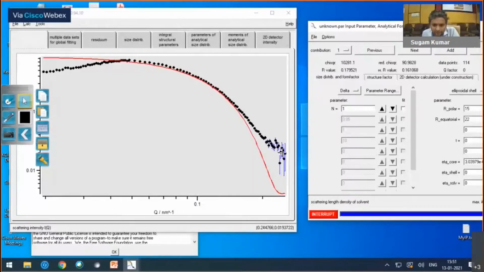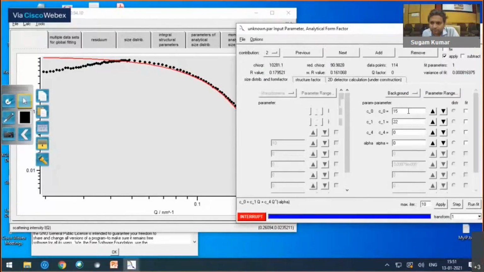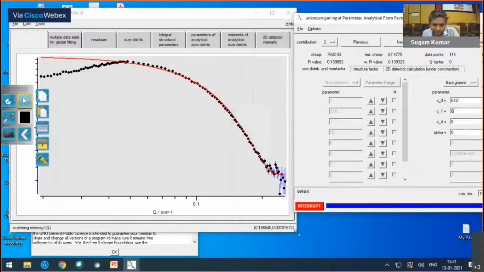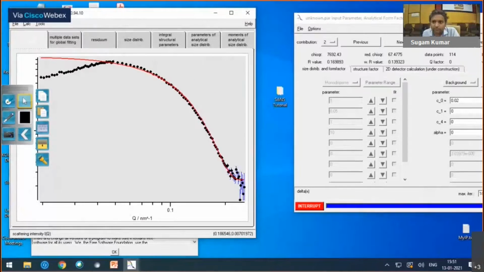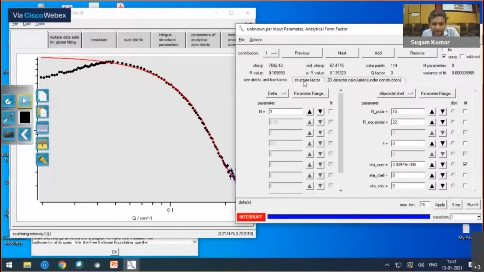Again, we will choose background 0.02. Don't forget to remove all other numbers. Now here there is a peak, but our theoretical red curve is the same. So we will introduce the structure factor.